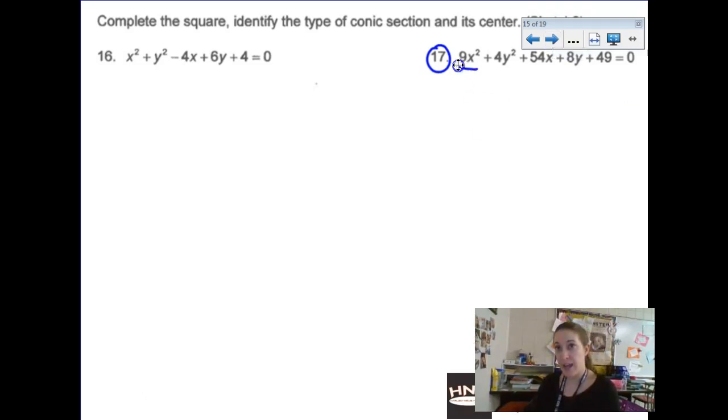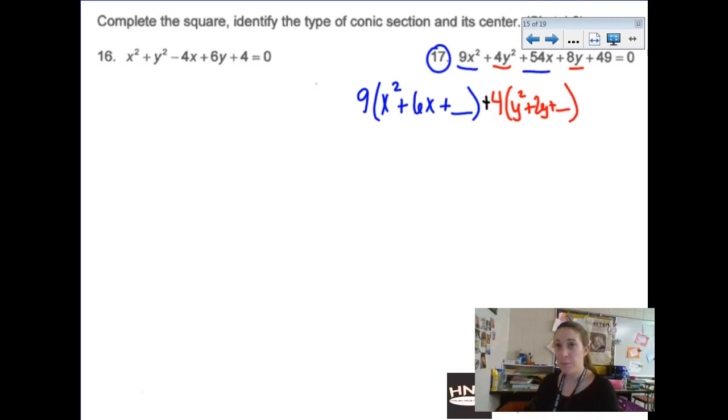First thing I have to do is group my x's together and complete the square. Now I notice there's a common 9. I'm going to need to take that out. So 9x squared plus 6x plus something. And then we're going to do the same thing with the y's. So we're going to group those together. I see a common 4 I'm going to need to take out. So that becomes y squared plus 2y plus something. I'm going to move that 49 over by subtracting it. And then we're going to add this blue number and the red number.